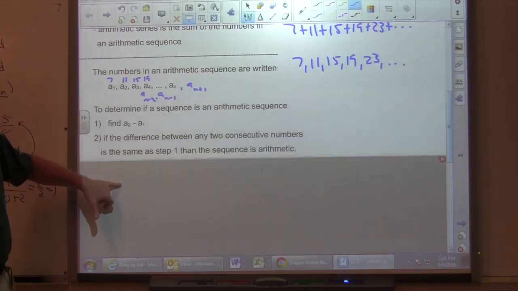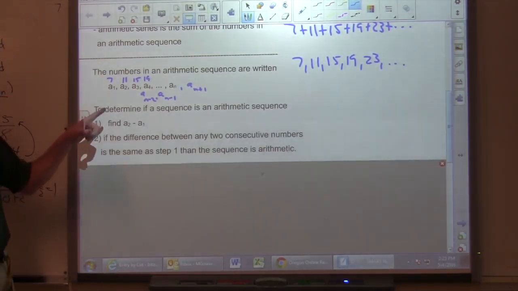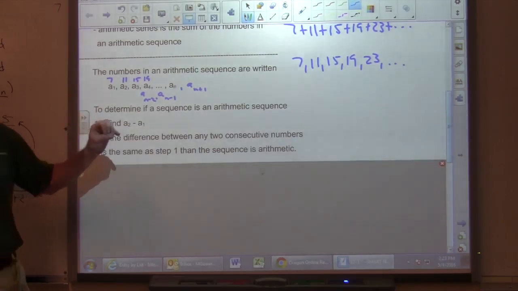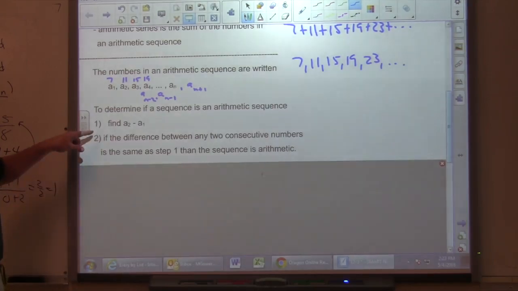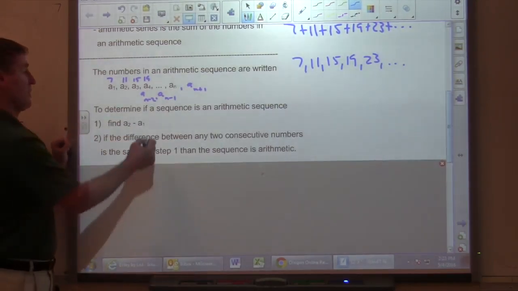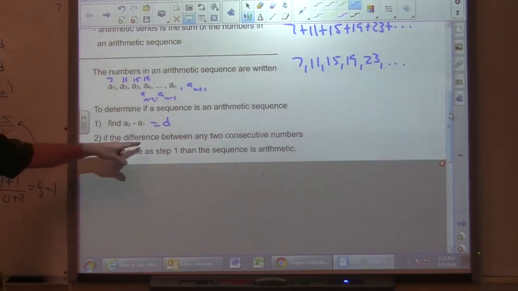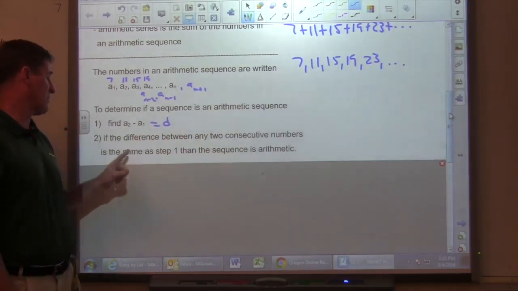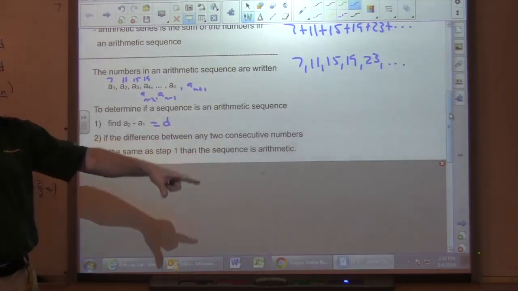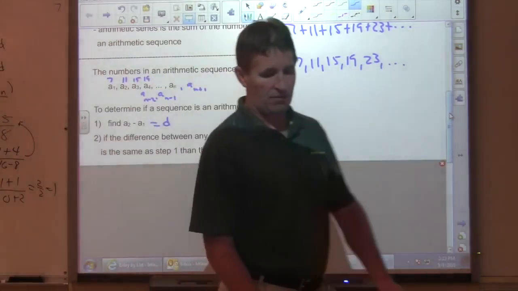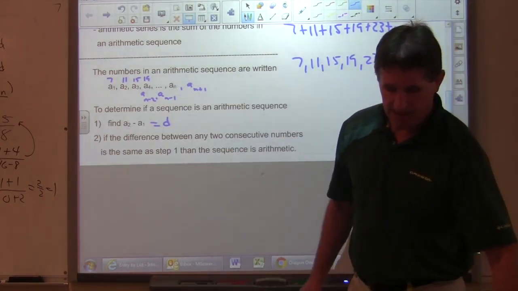So, the first thing they're going to ask you to do is they're going to give you a sequence of numbers and ask, is it arithmetic or not? To do that, our steps are: find a2 minus a1, which gives us our d value. And then if the difference between any two consecutive numbers is the same as in step 1, then the sequence is arithmetic.